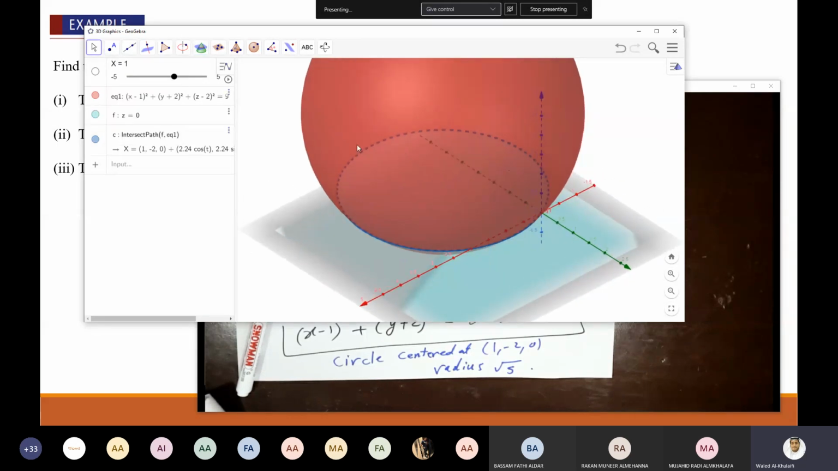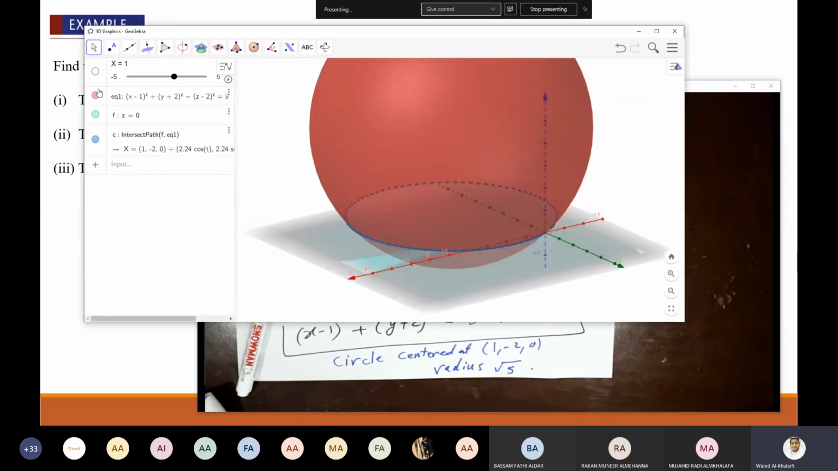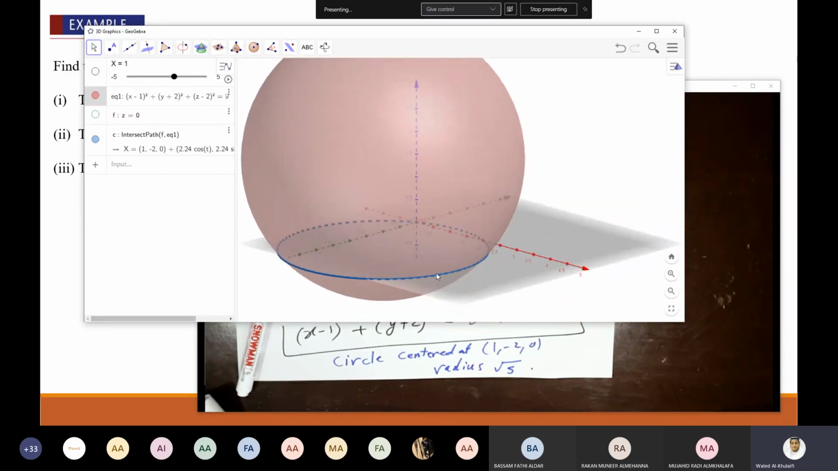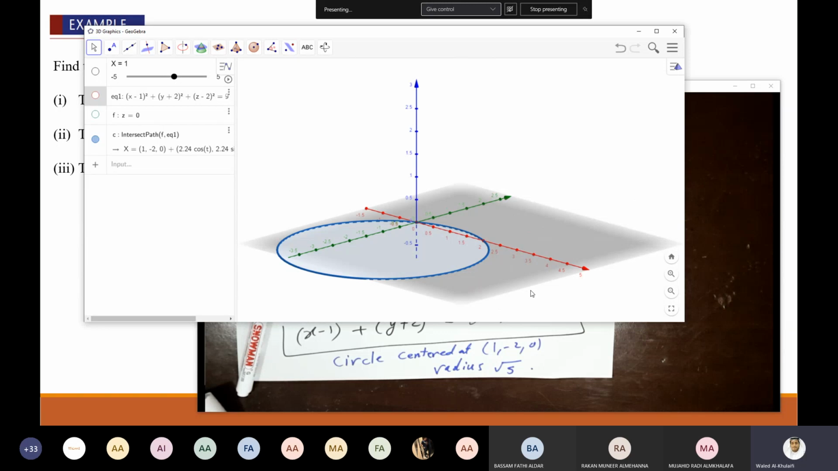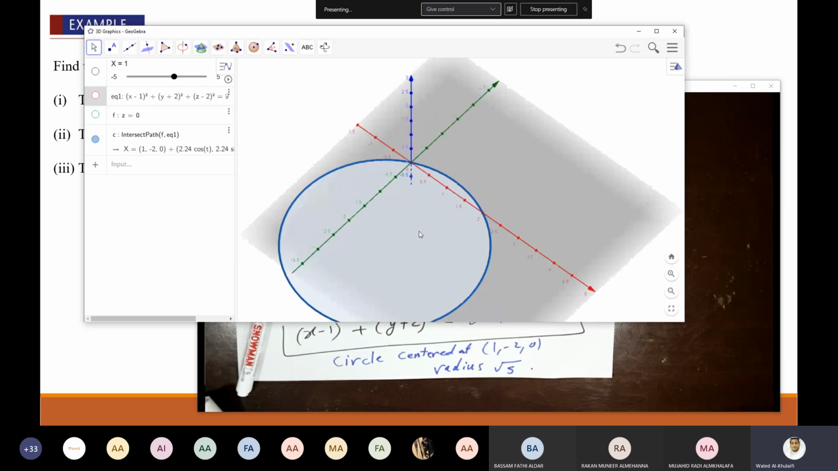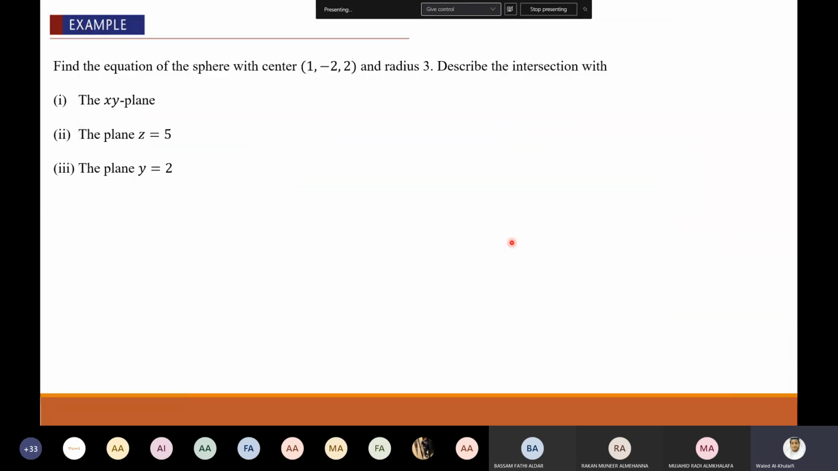Yeah, you see the dots here. This is the circle, all these dots are the circle here. If I close this and this, you will see that this is really the circle inside here. This is the circle we are talking about. The center is (1, negative 2, 0), which he found here, and the radius is square root of 5. Right, good. Yes, Abdul Aziz, what is your question?